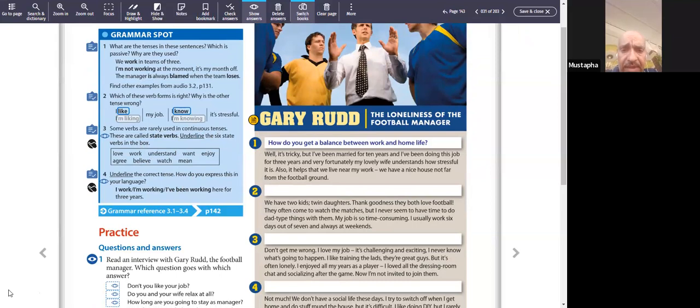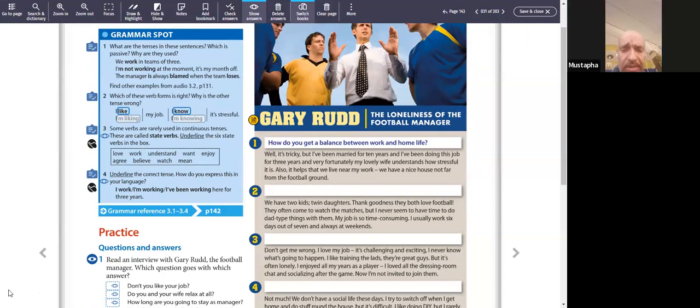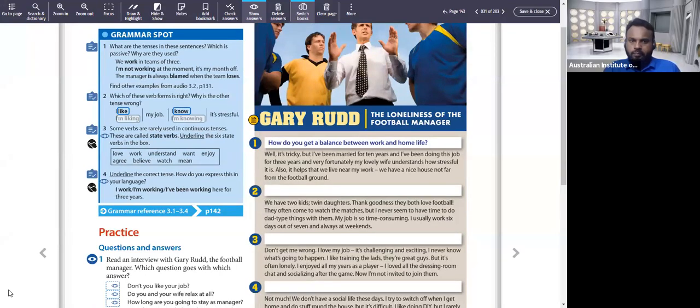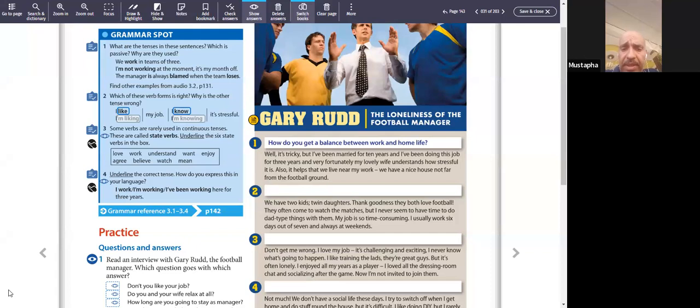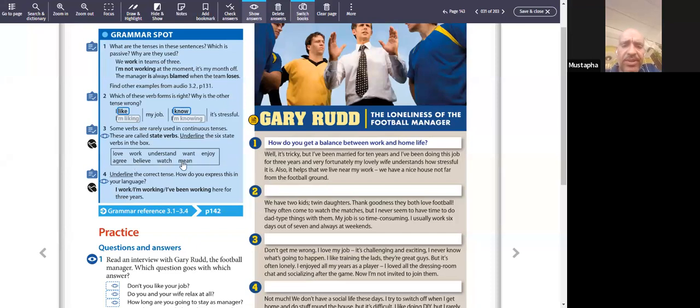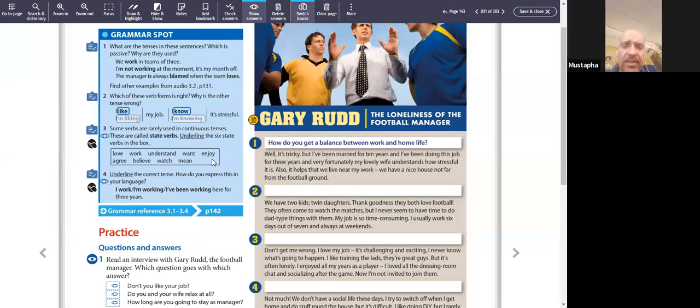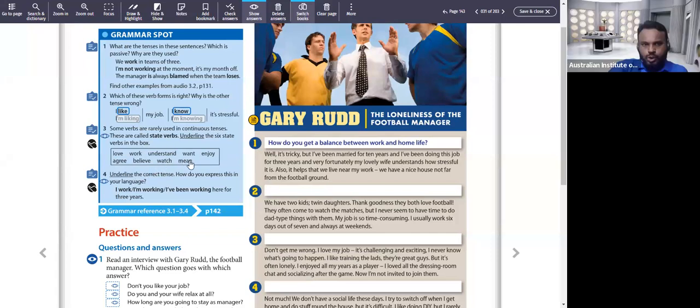Love, understand, want, agree, believe, mean. We have 6. Okay, so two of them will be wrong. Which two are not state verbs? You mean? Work. Which two are not state verbs out of 8?